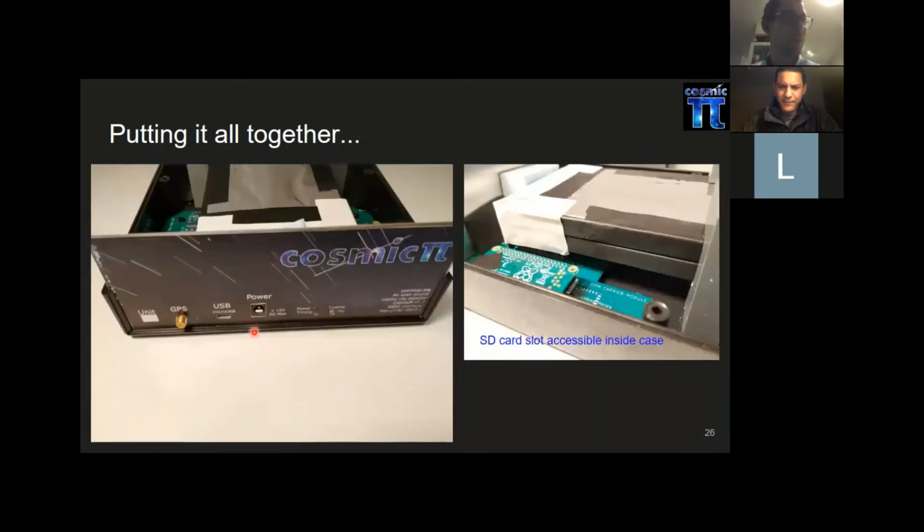So this is the faceplate. These holes are made for us by Hammond as part of the manufacture. And then this is what it looks like inside. The PCB sits on side bosses, which are molded into the case. And here you can also see the SD card in the Raspberry Pi. So you don't need to completely disassemble the thing in order to change the SD card. You just take the lid off and you can change it.